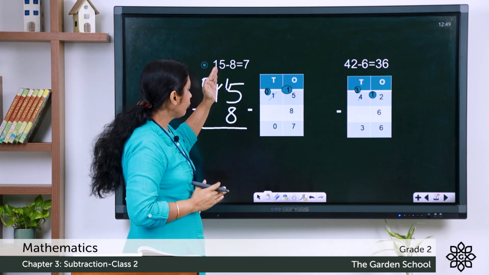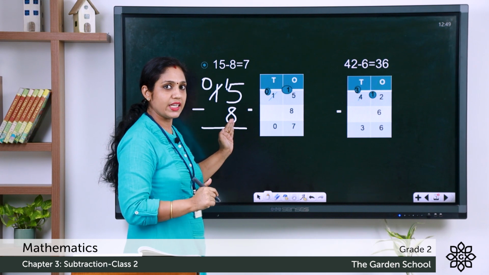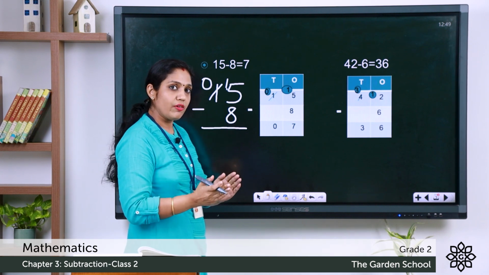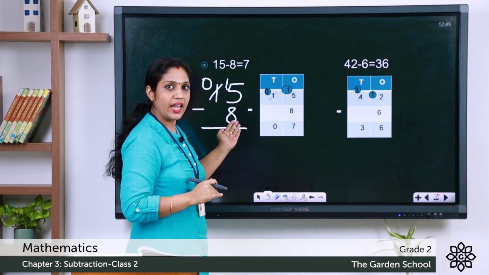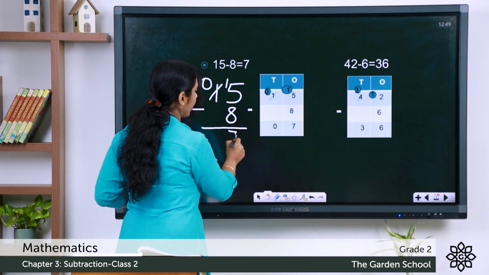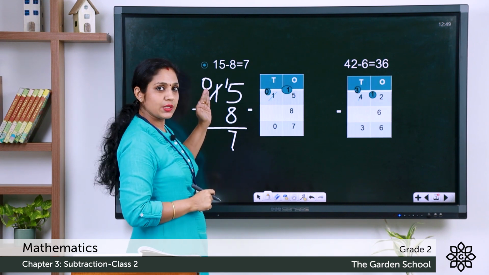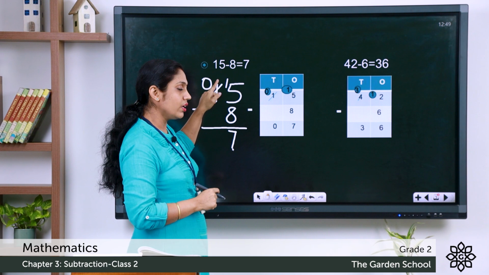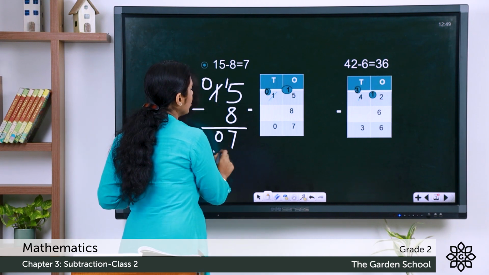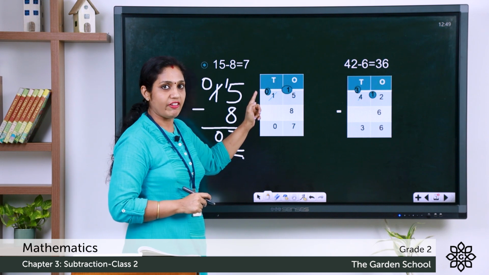Now we have 15 minus 8. So how much is 15 minus 8? Count backward from 15 till you reach 8. And the answer is 7. So write 7 under the ones position. Now move on to the tens position. We have only 0 there. So write that 0 here. So how much did you get? 15 minus 8. The answer is 7.